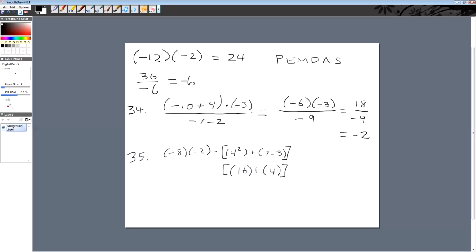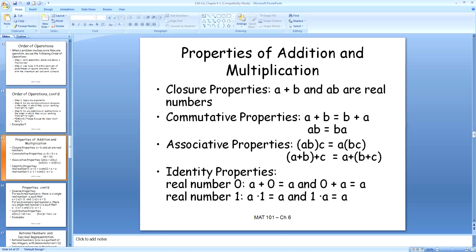Okay, and then -8 times -2 is +16. So this negative sign comes right down. So 16, we still have numbers in parentheses here. So 16 minus 16 plus 4, which is 20, equals negative 4. So the solution to this is negative 4. And there are a number of other exercises in the textbook as well for the order of operations.